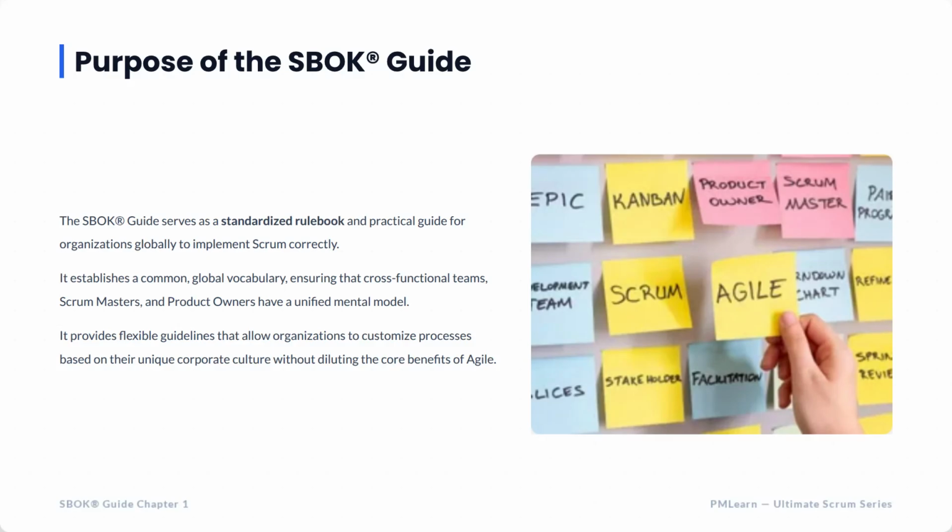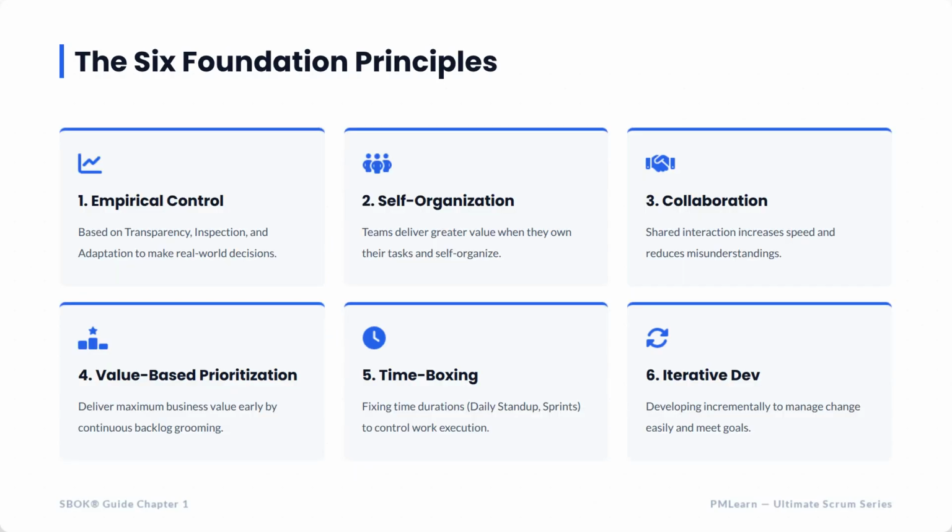your company's unique culture. Let's talk about the absolute bedrock of Scrum, the 6 foundation principles. These are discussed in depth in chapter 2, but let's do a quick pass because they govern everything we do. Empirical process control. Deciding based on real observed facts, driven by transparency, inspection, and adaptation. Self-organization. Trusting the people closest to the work to figure out how to build it.